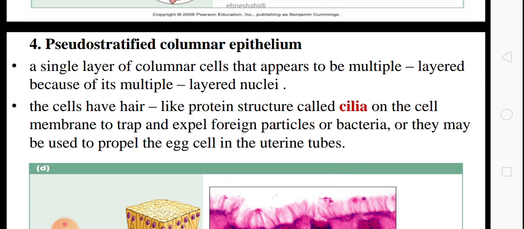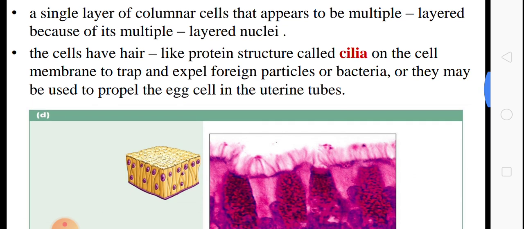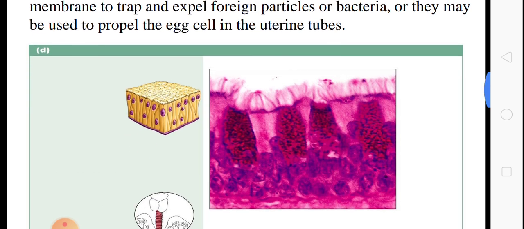pseudostratified columnar epithelium. It is made up of a single layer of columnar cells that appears to be a multilayer because of its multiple layers of nuclei. So you can see here the cells have hair-like projections called cilia, which are made up of protein, on the cell membrane, to trap and expel foreign particles or bacteria, or they may be used to propel the egg cell in the uterine tubules. So the main function of the cilia is to trap and expel, to remove the foreign particles which have entered the cell, like bacteria. Understood?